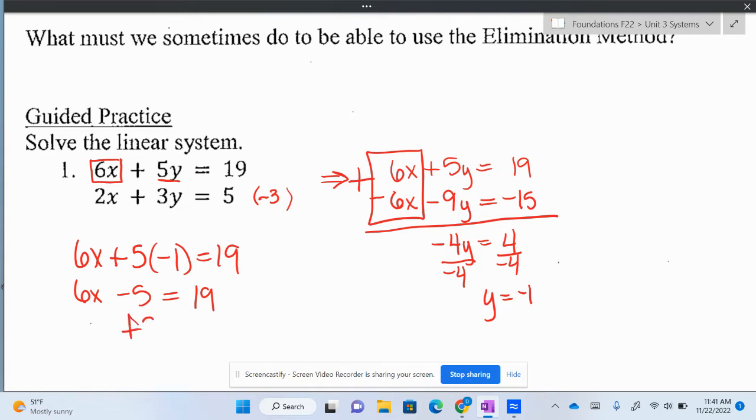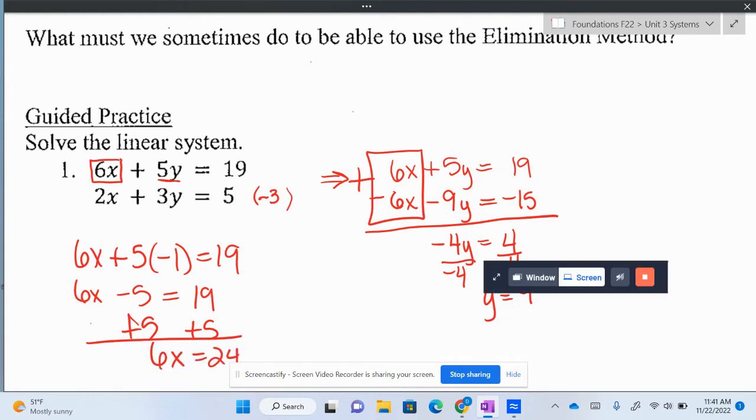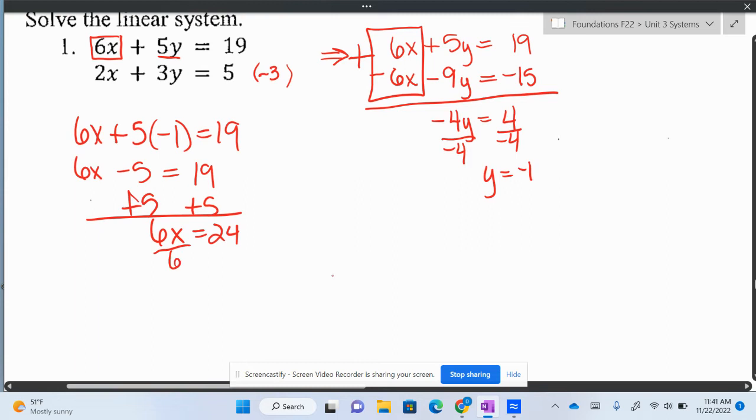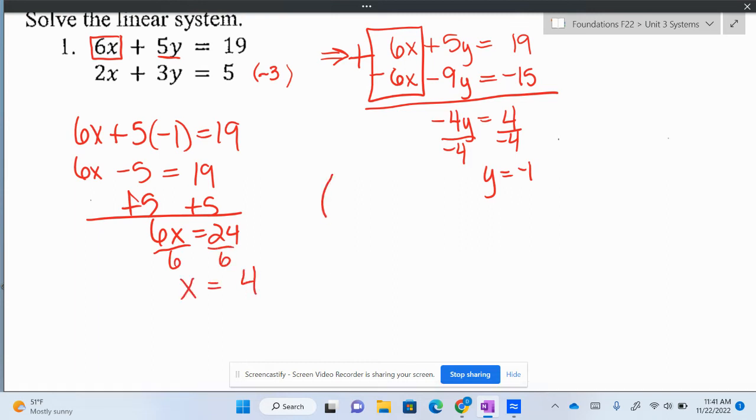How do I get 6x all by itself? Plus 5 on both sides. You guys are awesome at that. Thank you. So 6x equals 24. Divide both sides by 6. And I find out that x equals what? 4. So my solution is the ordered pair 4, -1.